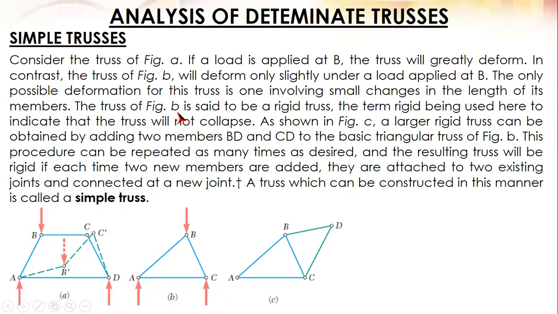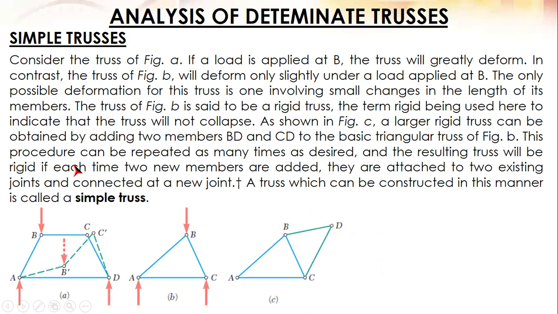The truss of figure B is said to be a rigid truss. The term rigid is used here to indicate that the truss will not collapse. As shown in figure C, a larger rigid truss can be obtained by adding two members BD and CD to the basic triangular truss of figure B. This procedure can be repeated as many times as desired, adding two members, then adding two more, and so on.